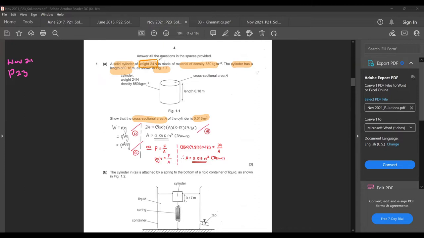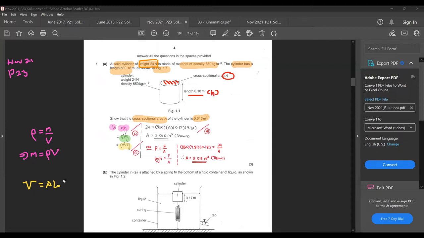Weight I know is mg, but at the same time I know that density is m over V, such that m is rho V. So this equation thus becomes rho Vg. I'm also given the length as well as the cross-sectional area A. These two, the area and the length, will give me volume. So volume is area times length. Oh, sorry, this one I wrote as L, this one should be H.